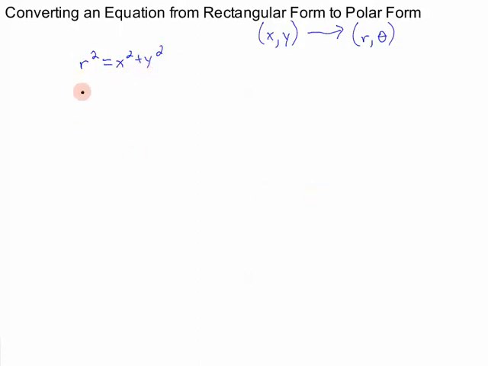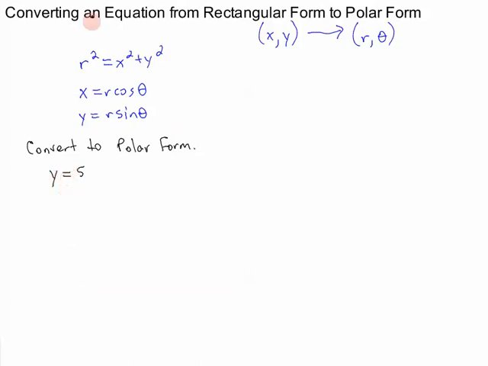Similarly, x is r times the cosine of theta. So if I see x, I can replace it with r cosine theta, or if I see y, I can replace it with r sine theta. Okay, so those are the conversions that we will be using to make these conversions from rectangular form to polar form.